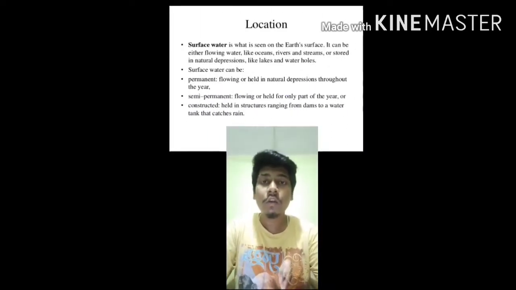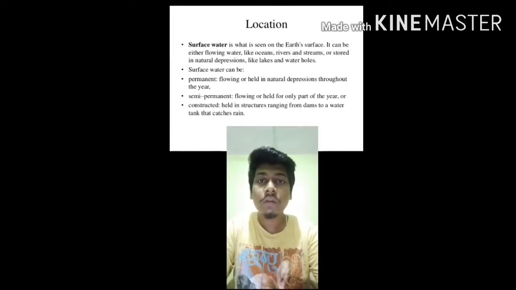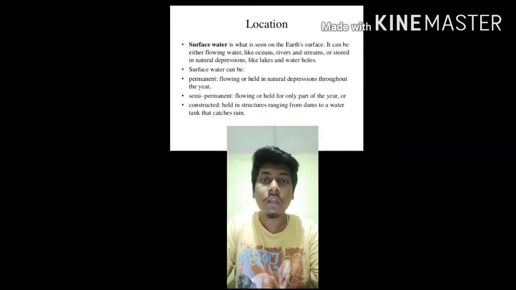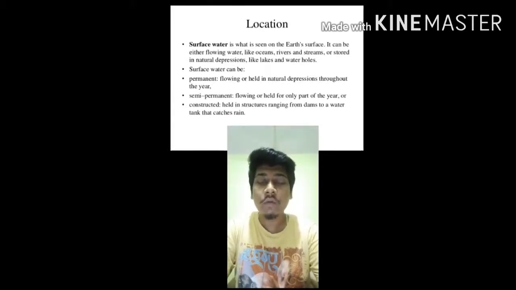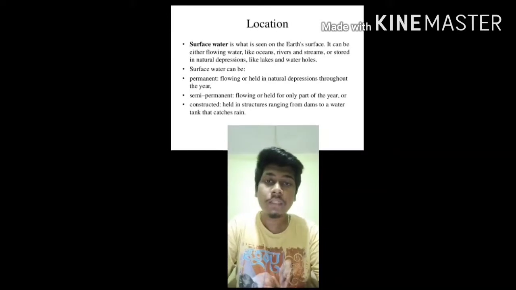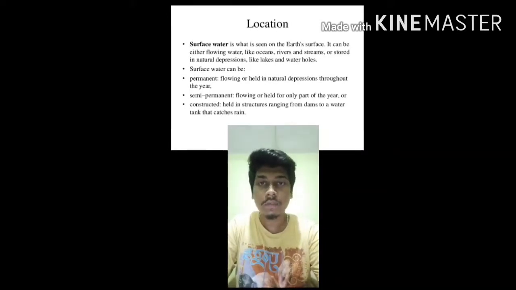Now, the location where the sample can be collected. Surface water is what is seen on the earth's surface. It can be either flowing water like ocean, river and stream, or stored in natural depressions like lakes and water holes. Surface water can be permanent surface water, semi-permanent surface water, or constructed surface water.